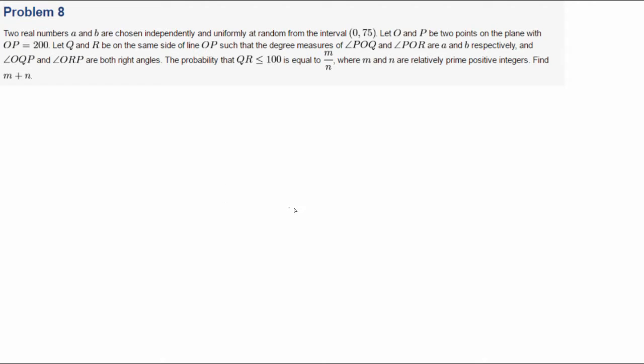So the first thing we should do, of course, is try to draw this out. So here's point O, here's point P, maybe, and OP is 200. Let Q and R be on the same side of line OP such that the degree measures of POQ and POR are A and B respectively, and that OQP and ORP are both right angles. Okay?